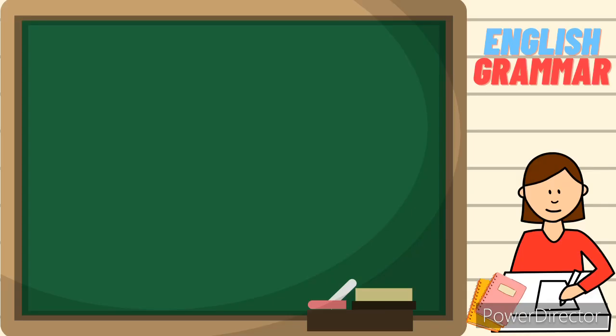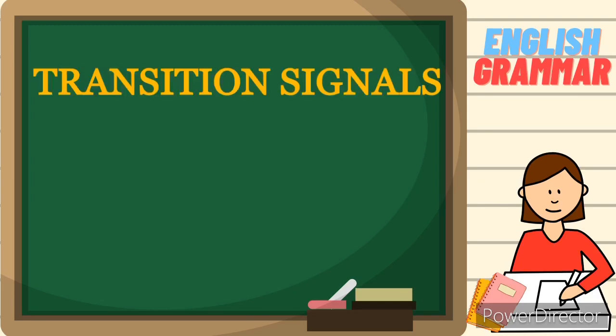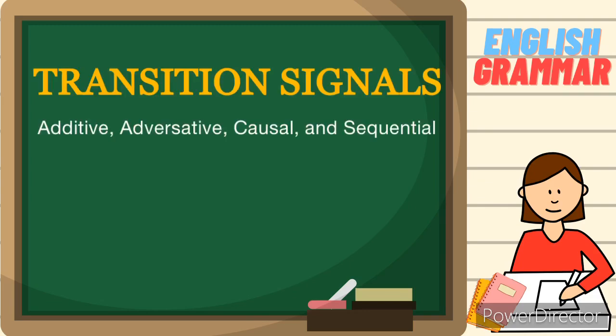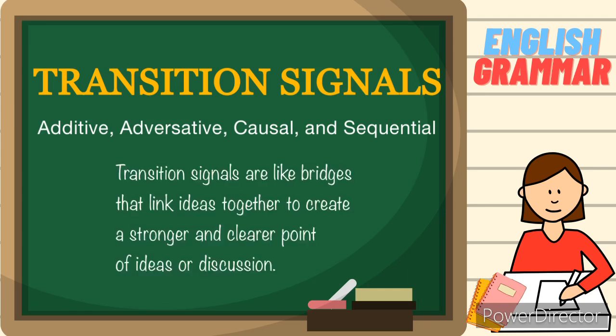Let's do a recap. Today, I shared with you 4 classifications of transition signals, and these are additive transitions, adversative transitions, causal transitions, and sequential transitions. I showed some of the useful transitions that fall under each of the classifications and used some of them in sentences. Just to cap everything here, transition signals are like bridges that link ideas together to create a stronger or clearer point of ideas or discussion, and that's what we call coherence.